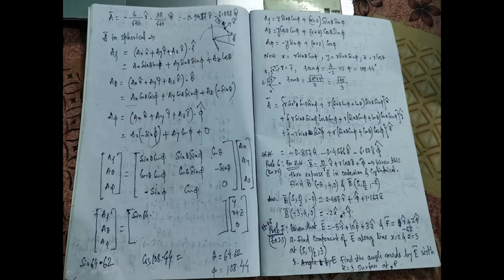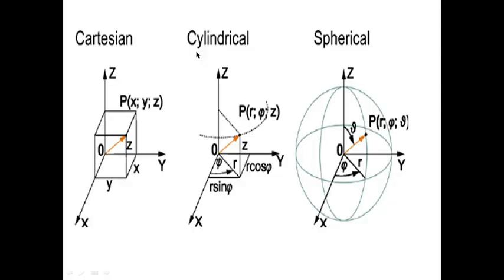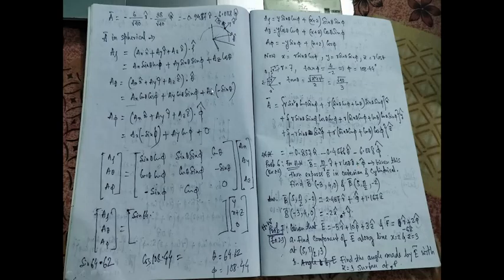Now rho hat dot y hat. AY is as it is. Now rho hat dot y hat, again I have to consider the projection. This projection is sine theta. Now the angle between this projection on the xy plane and the y direction is 90 minus phi. So rho hat dot y hat will be sine theta cos of 90 minus phi. That means sine theta sine phi. So here you see it is sine theta sine phi. Understand?